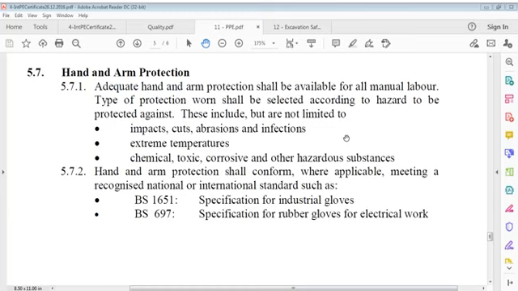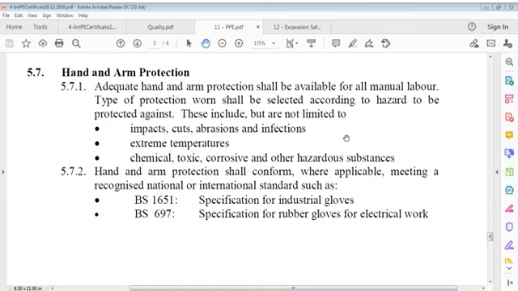Hand and arm protection. Adequate hand and arm protection shall be available for all manual workers. The type of protection worn shall be selected according to the hazard to be protected against. These include but are not limited to impacts, cuts, abrasions, and infections, extreme temperature, chemical, toxic, corrosive, and other hazardous substances.